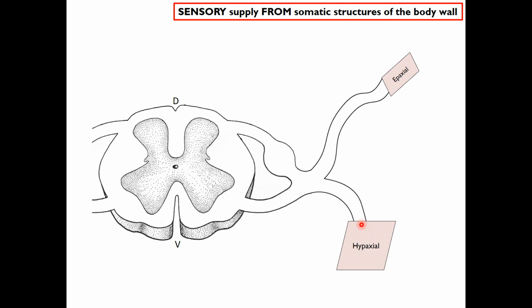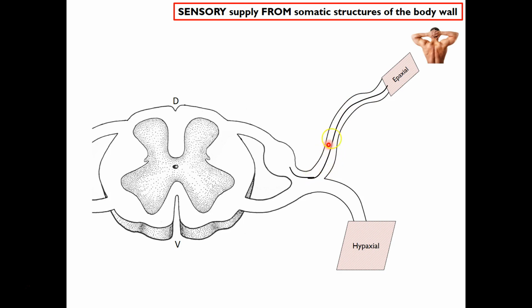Now, how about the opposite? How about if we want to take sensory supply from somatic structures of the body wall? If we want to get sensory supply from the skin overlying the back, or, for example, the hand? Well, it's almost the opposite, not quite. I want you to remember we talked about our ventral root and our dorsal root, and we said the dorsal is the sensory root and the ventral is the motor root.